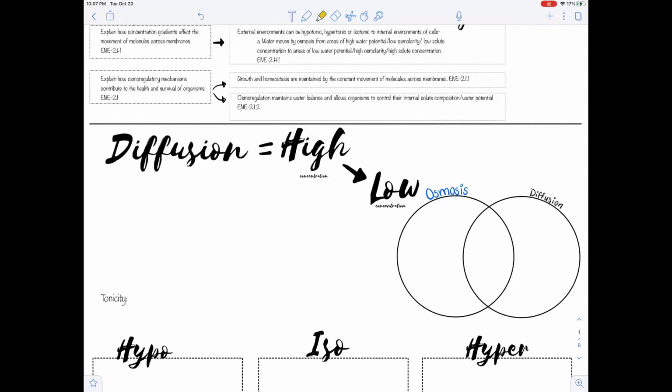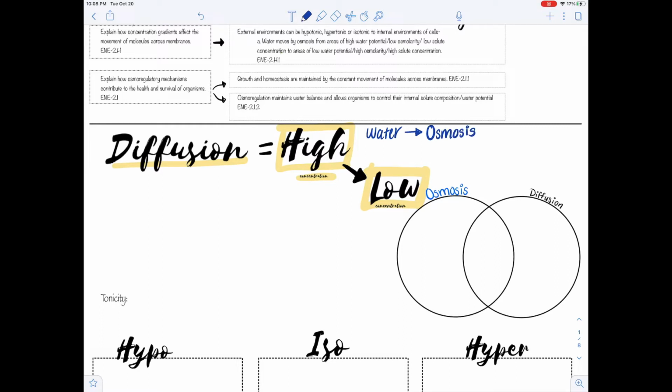Let's go over topic 2.8. Let's start with the word diffusion. So we already know diffusion is when we have our molecules going from high concentration to low concentration. Now we're going to bring this to osmosis. If the substance that's being diffused is water, then we're going to call it osmosis. So that process is known as osmosis.